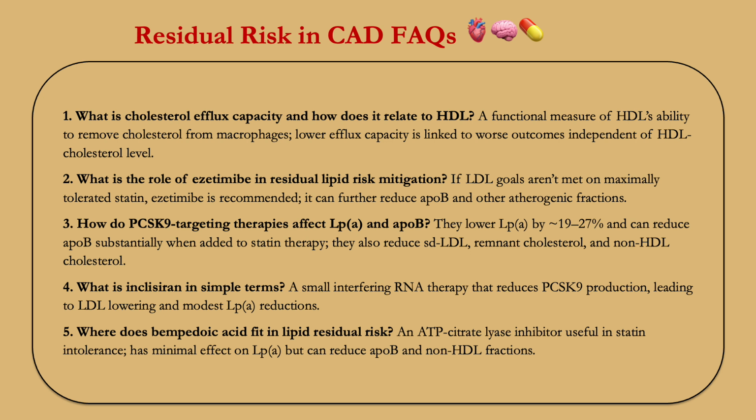What is inclisiran in simple terms? It's a small interfering RNA therapy that reduces PCSK9 production, leading to LDL lowering and modest Lp(a) reductions. Where does bempedoic acid fit in lipid residual risk? It is an ATP citrate lyase inhibitor useful in statin intolerance. It has minimal effects on Lp(a) but can reduce ApoB and non-HDL fractions.